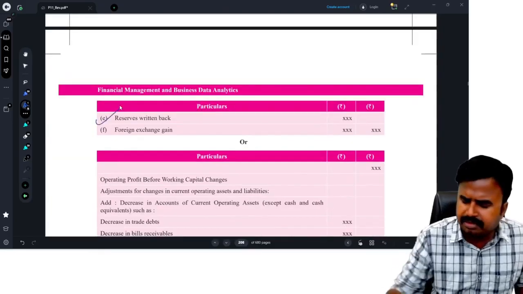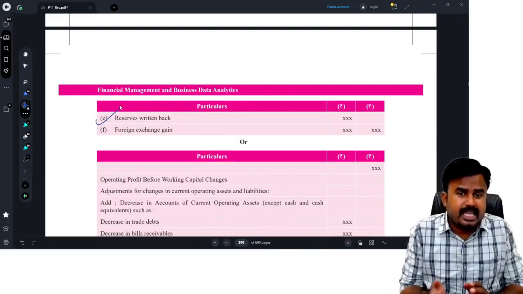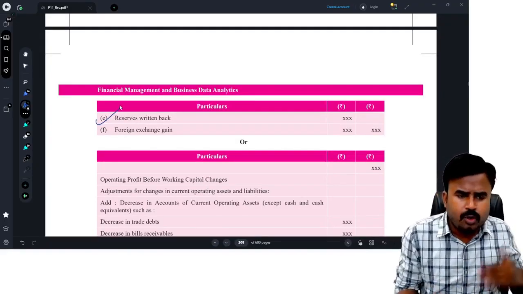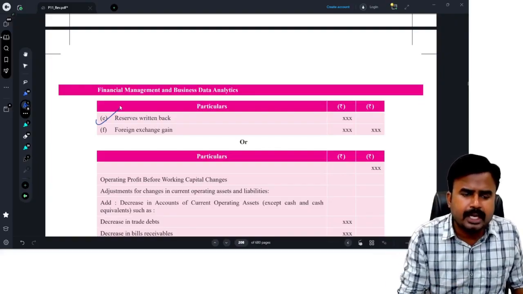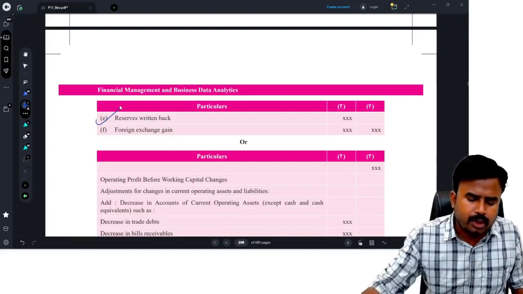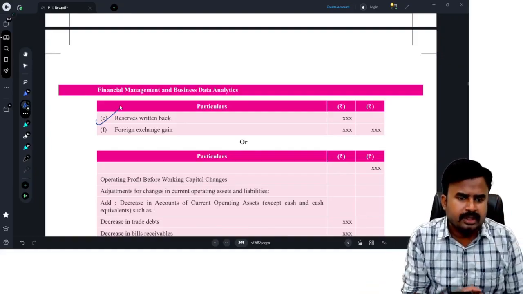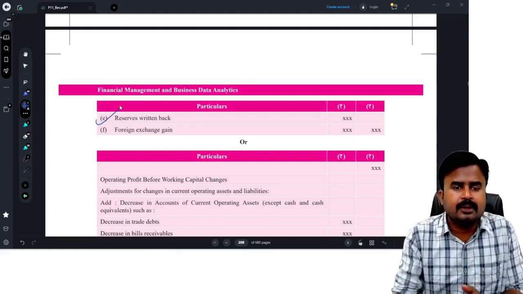And reserves, some of the reserves can be written back. That is nothing but, if such reserves are not going to be used in the future, then such reserves can be written back in the P&L account, can be credited in the P&L account. So if such reserves were credited in the P&L account, that is not a cash inflow. So you should not consider that reserves written back as a cash inflow.